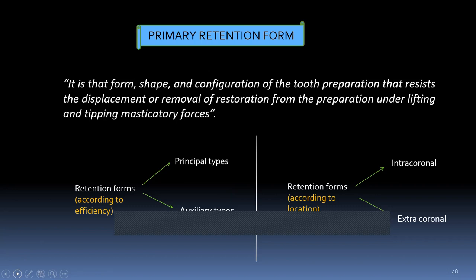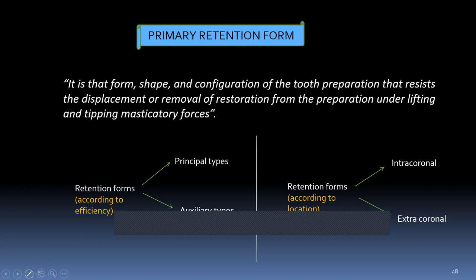Then comes the primary retention form. The primary retention form is defined as that form, shape, and configuration of the tooth preparation that resists the displacement or removal of the restoration from the preparation under lifting and tipping masticatory forces. The retention form can be divided into two types: according to efficiency and according to location. According to efficiency, there are two: the principal type and the auxiliary type. According to location, they are intracoronal and extracoronal, that is, placed within the crown structure or outside the crown structure.